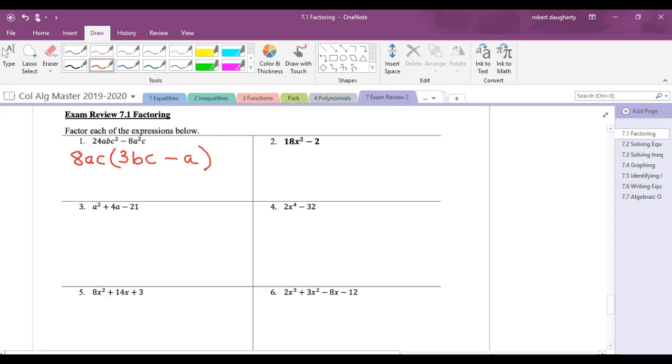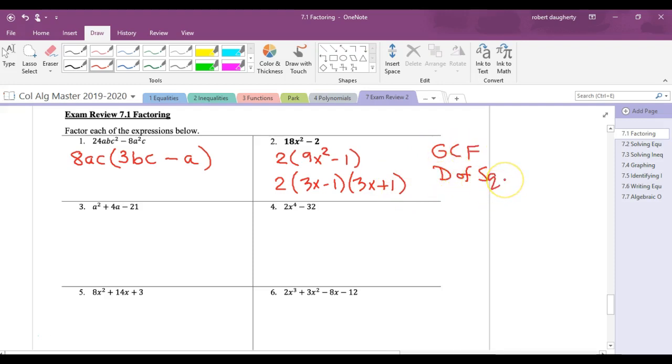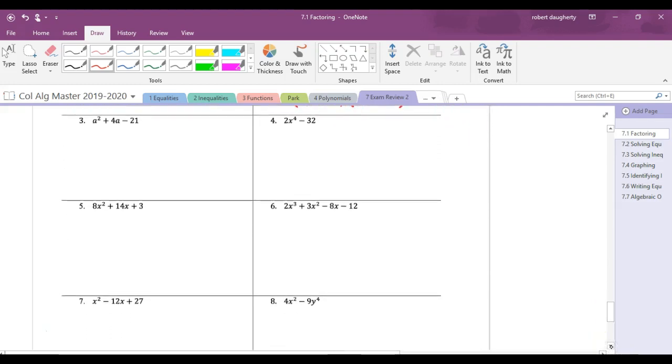Look at the next one here. If it's two terms, it's either difference of squares or common factor. These are not perfect squares. Let's factor out the greatest common factor. If I factor out a 2, I get 9x squared minus 1. Now, what's in the parentheses is perfect squares. So this is 2, 3x minus 1, 3x plus 1. So I had to use two methods here. I had to use the greatest common factor and the difference of squares. So it's very common in factoring that you have to use multiple methods.